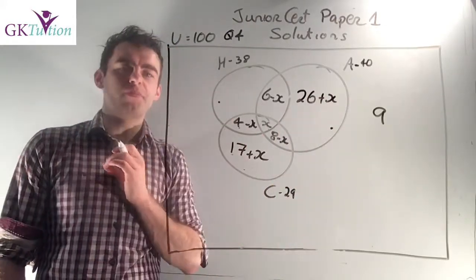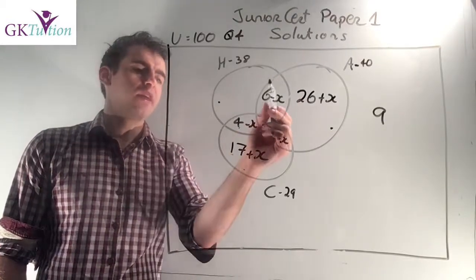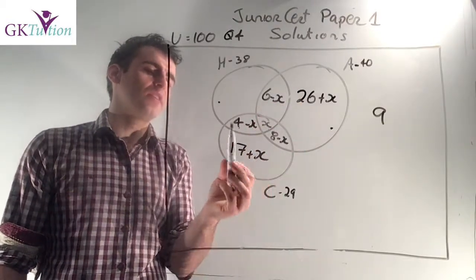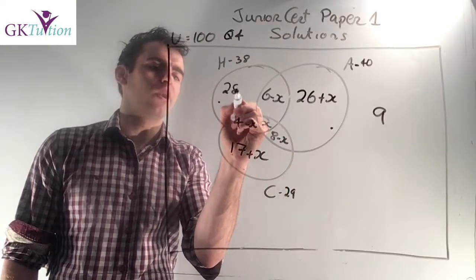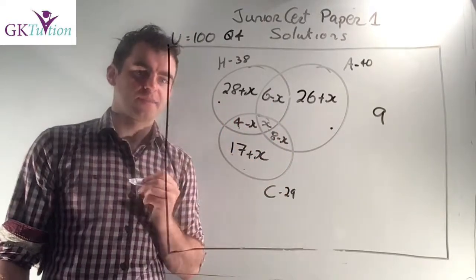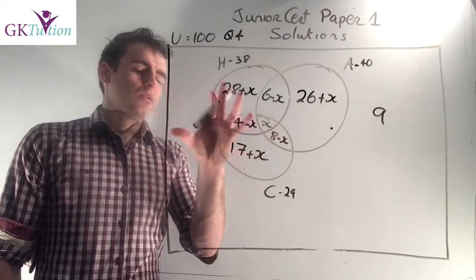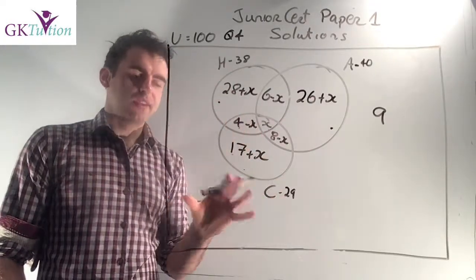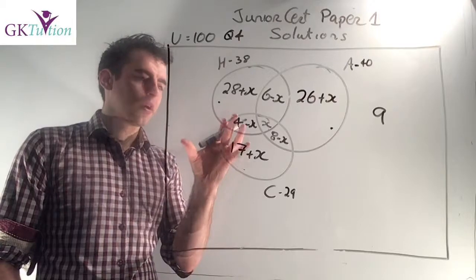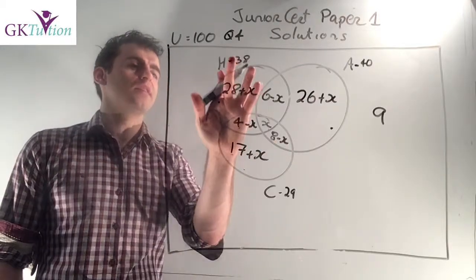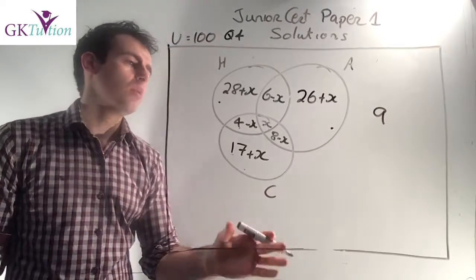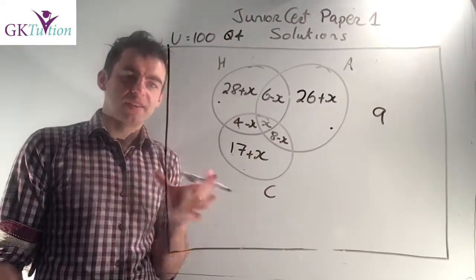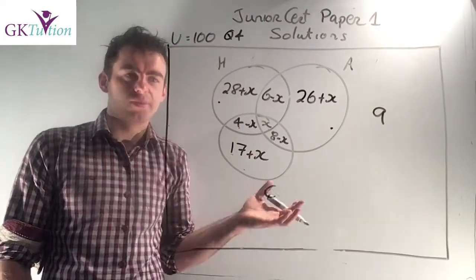I know that 38 people liked horror films, and I've already got 3 sections filled, so 38 minus that, minus that, minus that, you should have ended up with 28 plus x. So the first set of marks are going for that. It said represent the information on the Venn diagram, happy days, that's it represented. I probably don't need that 38, that 40, or that 29. But now, once I have it like that, that's the information represented as much as possible.